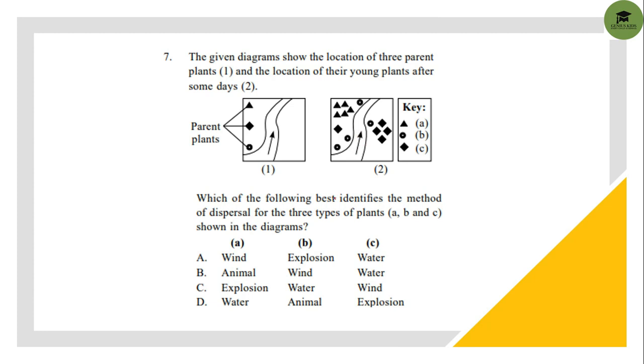Now, which of the following best identify the method of dispersal for these three types of plants? So here we see the correct option is C. This is by explosion, water and wind, the dispersal of these three types of plants. Okay. So option C is your correct answer.